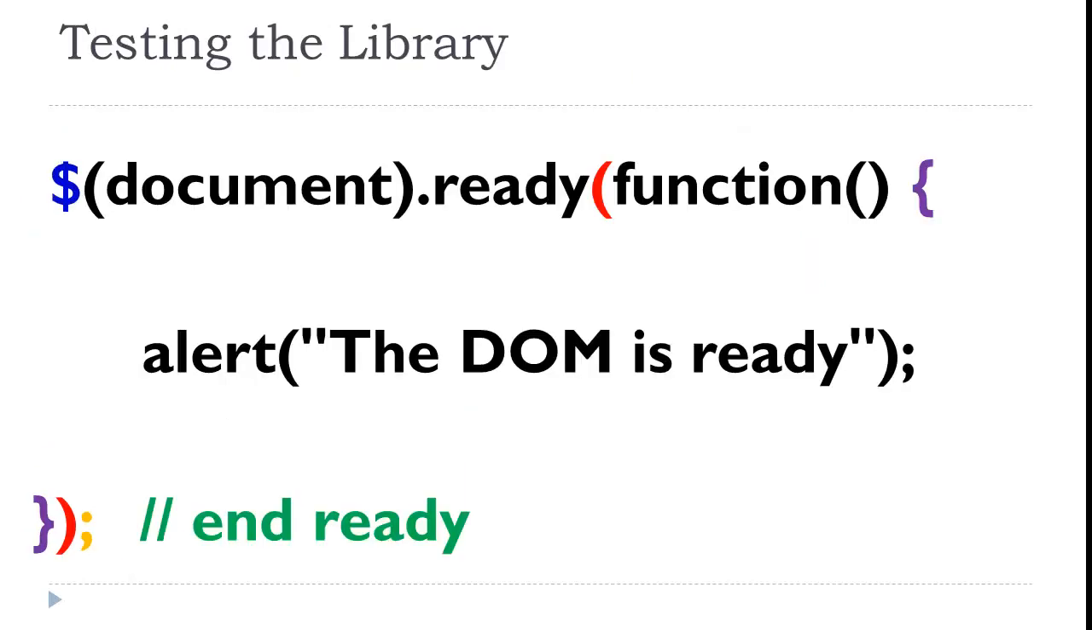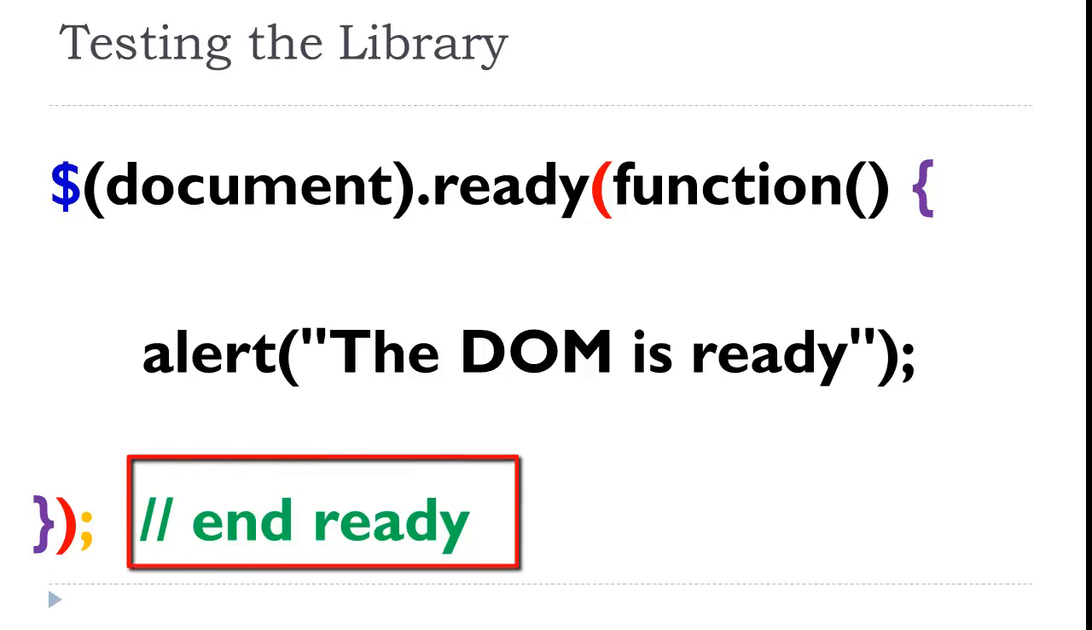All right, so here is our ready event. Notice at the end of a ready event, I have a comment, end ready, so we know where it is. Because inside this ready event is where you're going to be putting other functions and other events. And they're going to be ending with that same trio. And it's a good idea to start commenting.